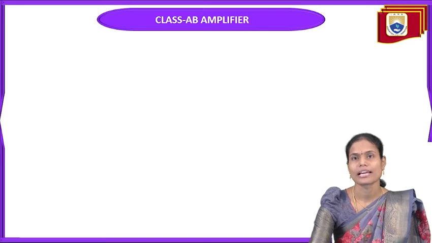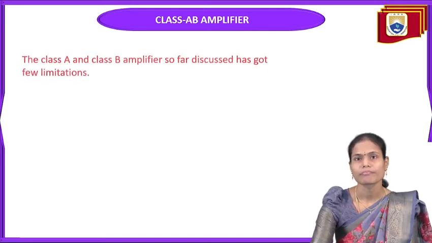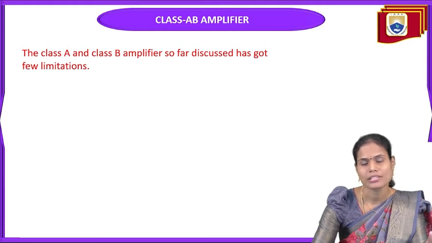And the next classification is the class AB power amplifier. Till now we have seen the class A power amplifier as well as the class B power amplifier, and in both cases we get some limitations. In the case of the class A power amplifier, efficiency is less, but in the case of the class B power amplifier, it is costly, heavier, and we also get distortion in the output signal.